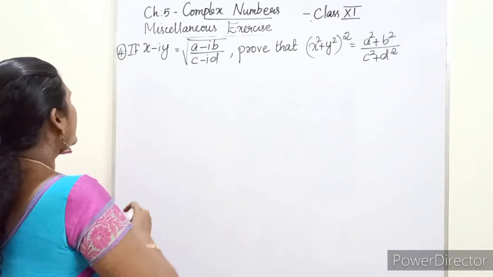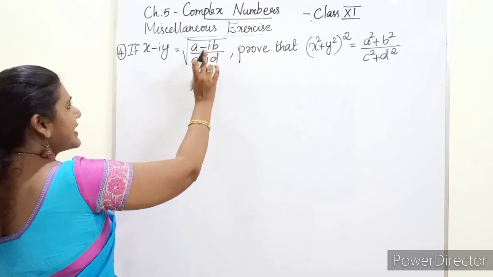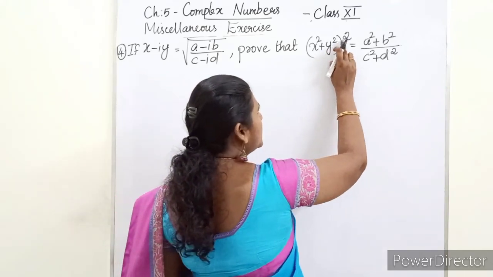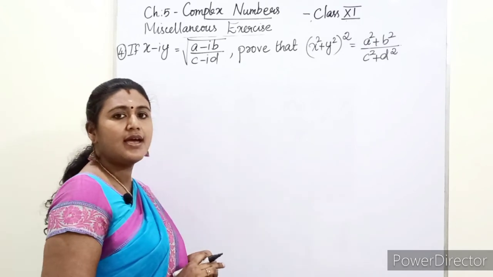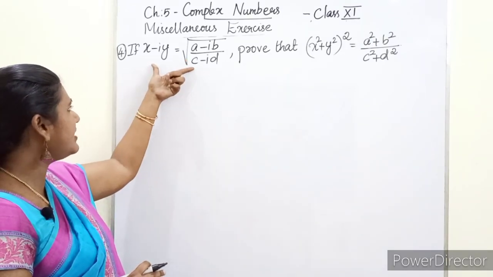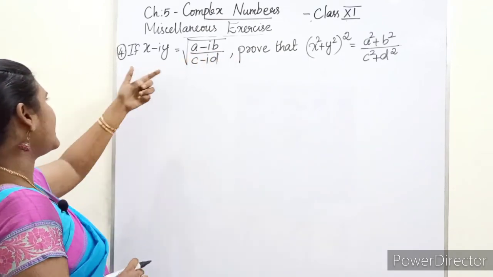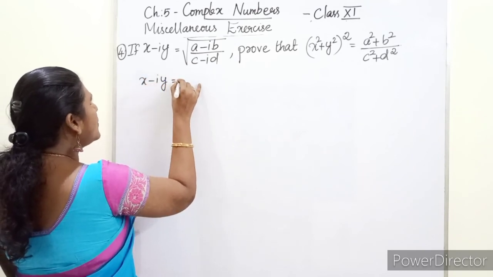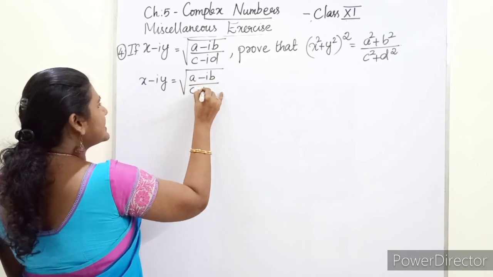Question number 4. If x minus iy is equal to root of a minus ib by c minus id, then prove that x square plus y square the whole square equal to a square plus b square divided by c square plus d square. So we are given this, and we have to prove this condition. So we will take the given expression first. x minus iy is equal to root of a minus ib by c minus id.